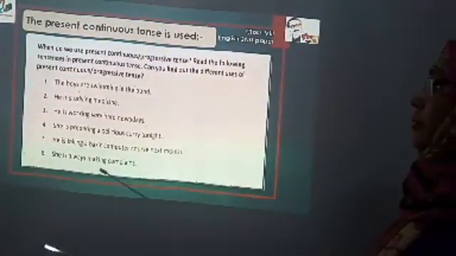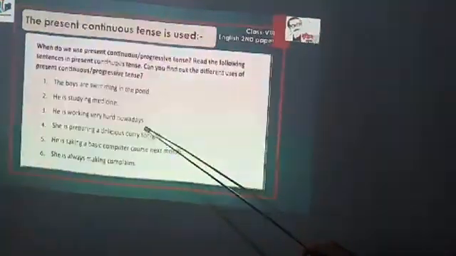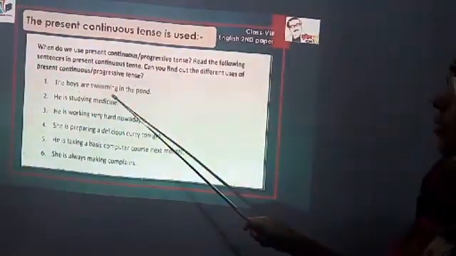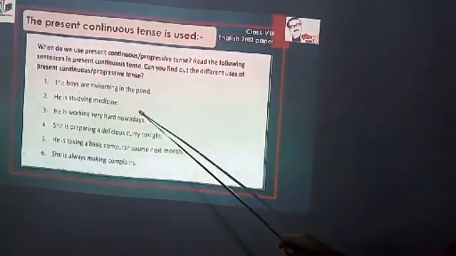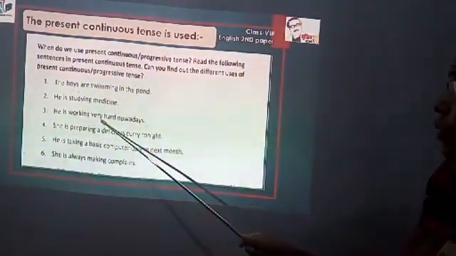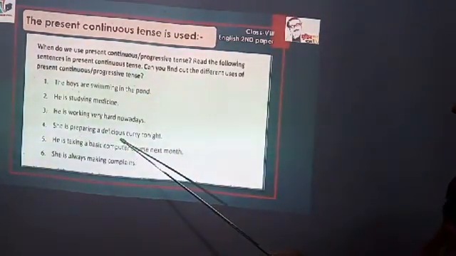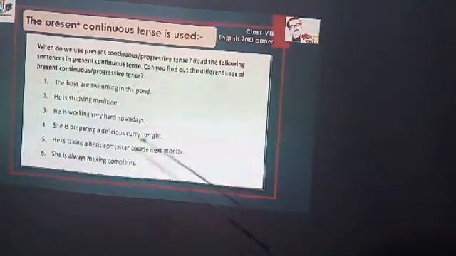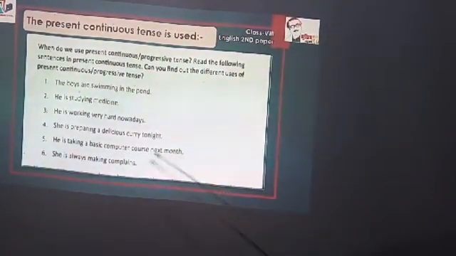Dear students, you can see some sentences here. The boy is swimming in the pond. He is studying medicine. He is working very hard nowadays. She is preparing a delicious curry tonight. He is taking a basic computer course next month. She is always making complaints.